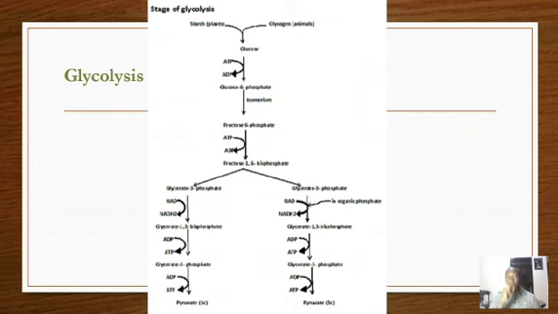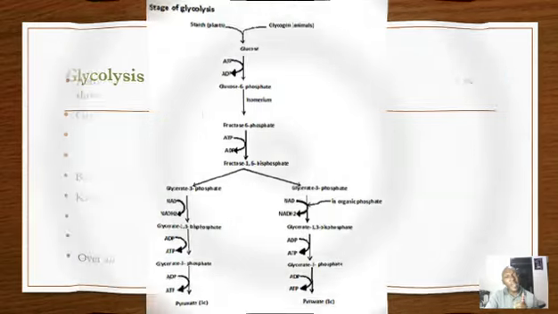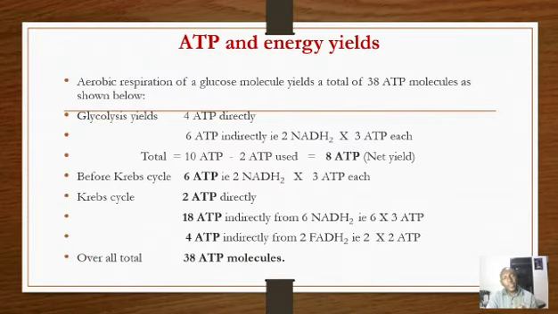But because there are 2 on either side, on the right and on the left, because there are 2 glycerate 3-phosphates, that is why we say we liberate 2 NADH2, 1 on either side. Now when we liberate 2 NADH2, each NADH2 generates 3 ATP molecules like we've seen from the ETS, giving us a total of 6 ATP molecules indirectly, meaning 4 ATP molecules directly and 6 ATP molecules indirectly.